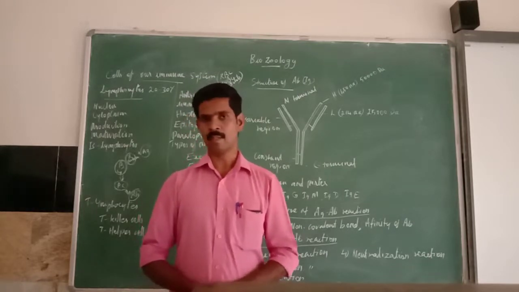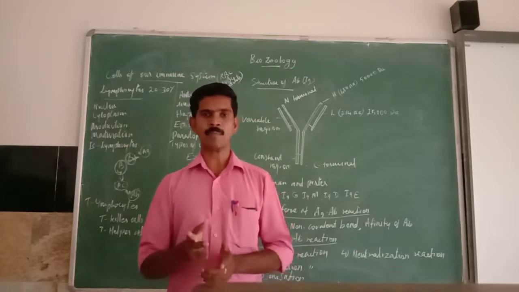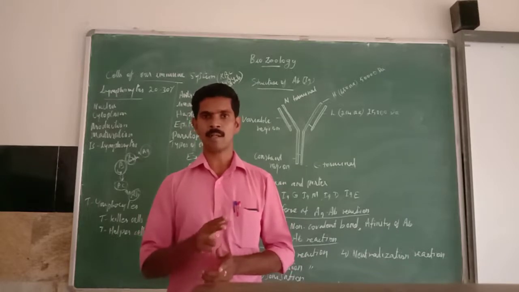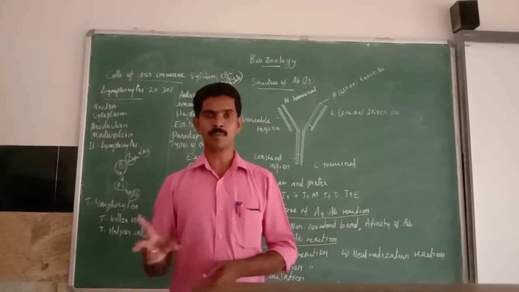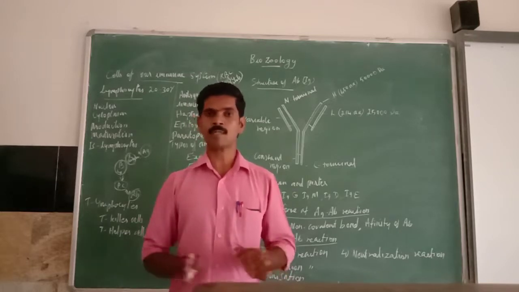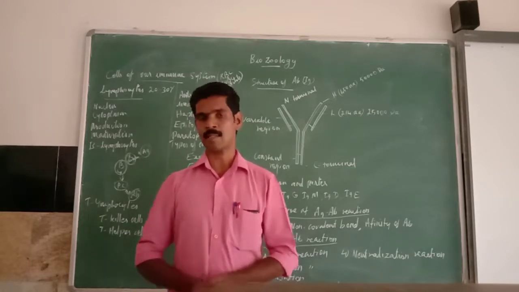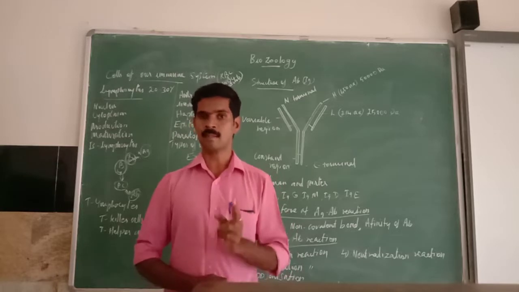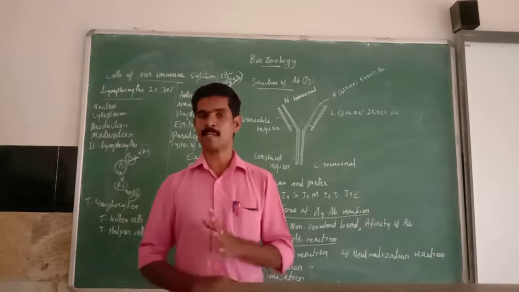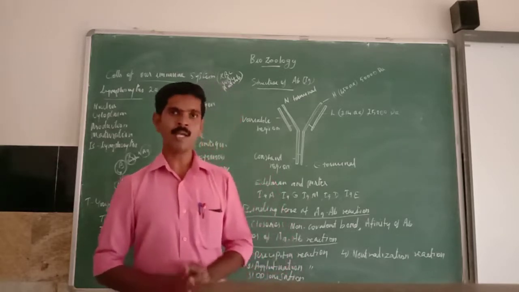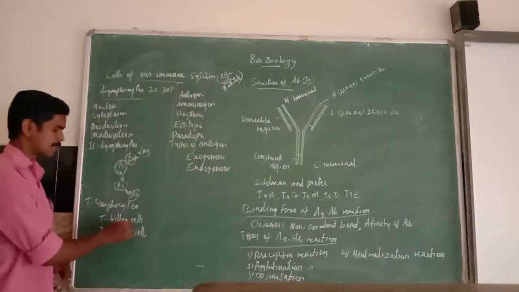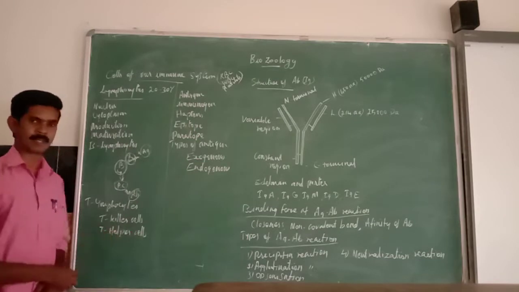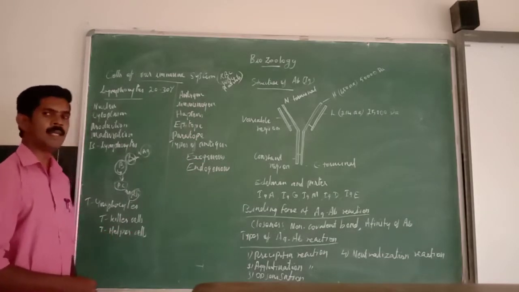Understand? Then the T lymphocyte, the second type of lymphocyte. Already told you, B lymphocyte and T lymphocyte. The T lymphocyte does not produce any antibody under any situation. And these T lymphocytes are in two forms inside our body. One is called T killer cell, and the second is called T helper cell.